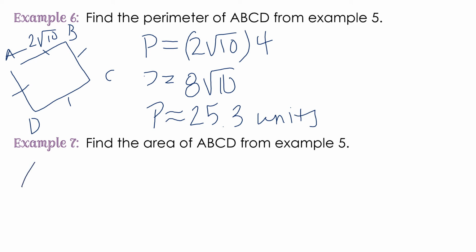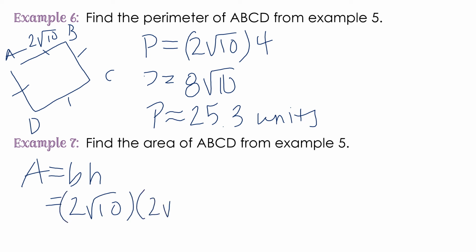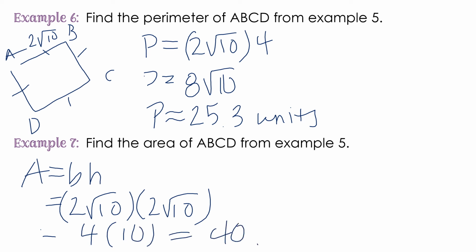Since it's a square, to find the area, we do base times height. Our base is 2 root 10, our height is 2 root 10, 2 times 2 is 4, root 10 times root 10 is 10. That gives us 40 units squared.